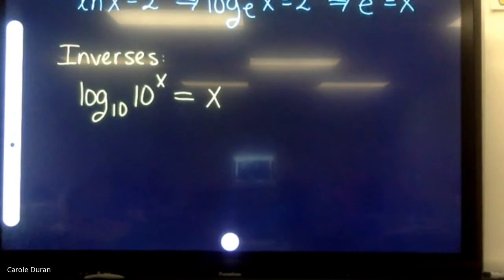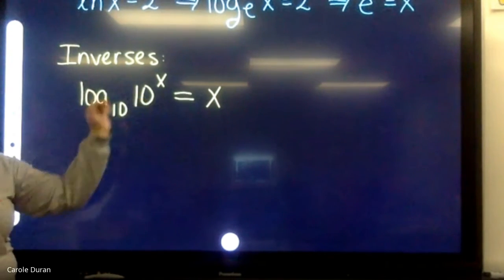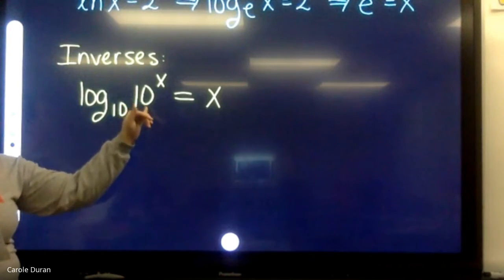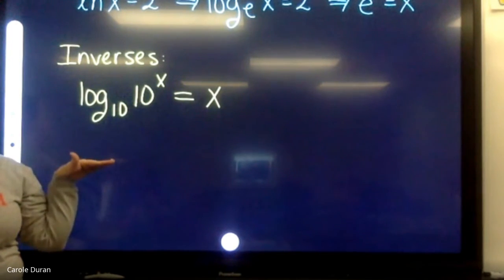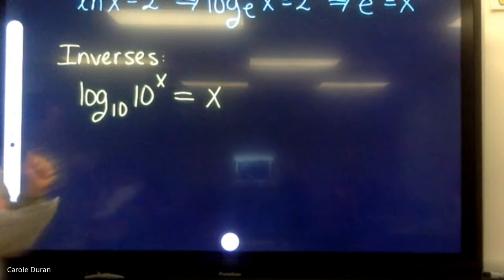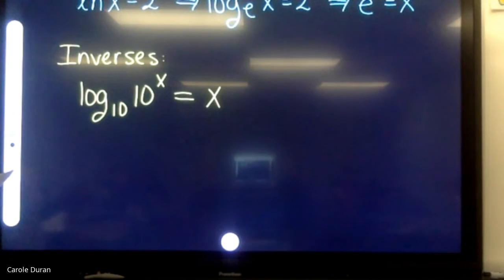So whenever you have a log base 10 of 10, so the base and this value match, they're going to cancel. So like it could be any number? Technically, yes, but we usually only see it with base 10.